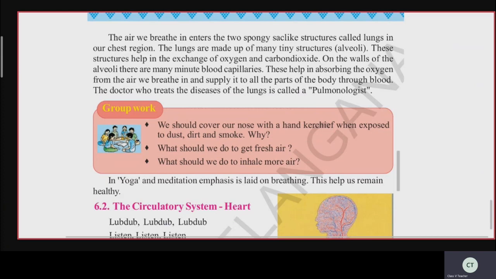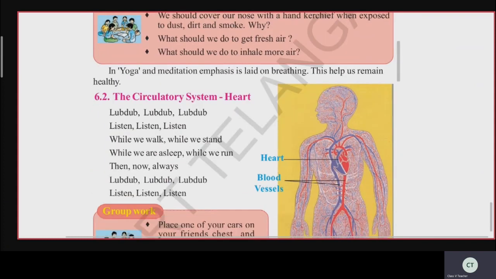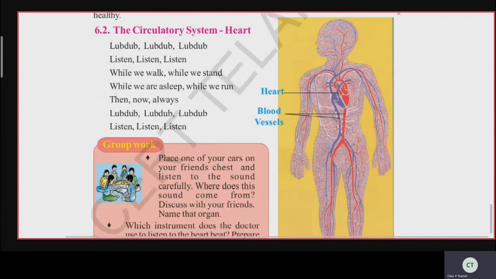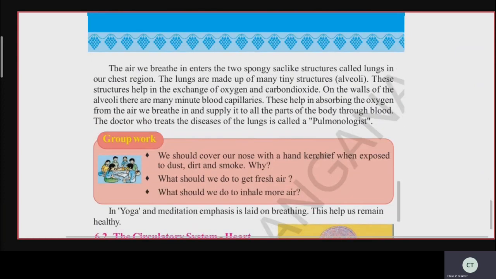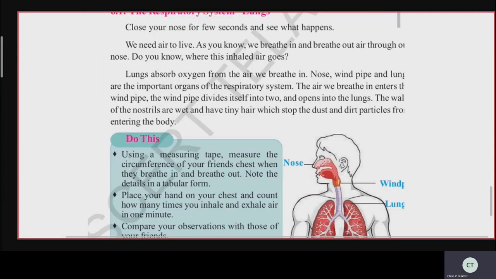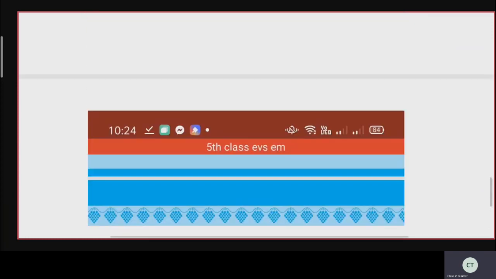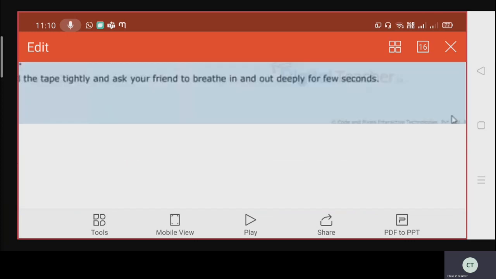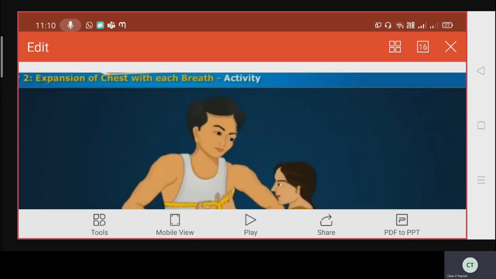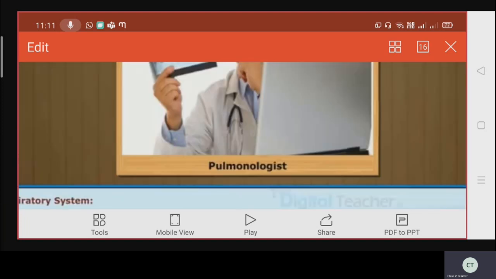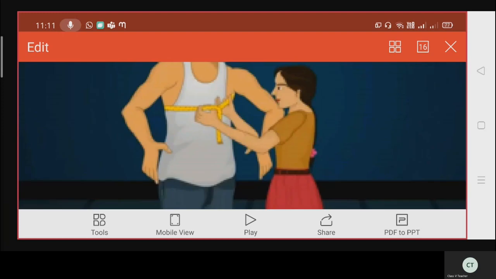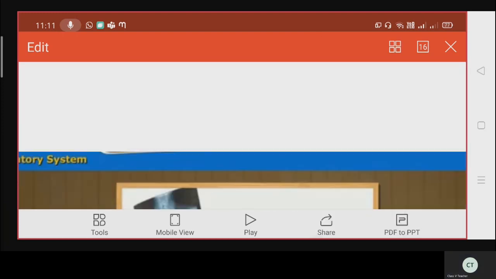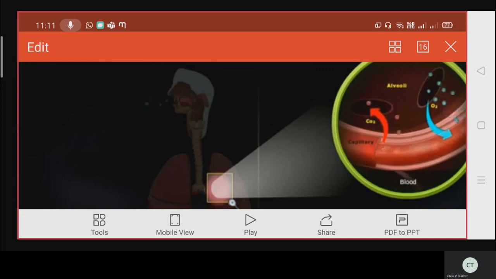In the next class, we will learn about the circulatory system, about the heart. Children, in the next chapter, we learn of the circulatory system of the heart. I hope you understood very well. So please take care of this activity. Once again, recall, I'm showing you all the things, children. This activity you can do. You can see the shape of this, and if you have any problem, you can consult the doctor. Okay, children. See, alveoli we can see.